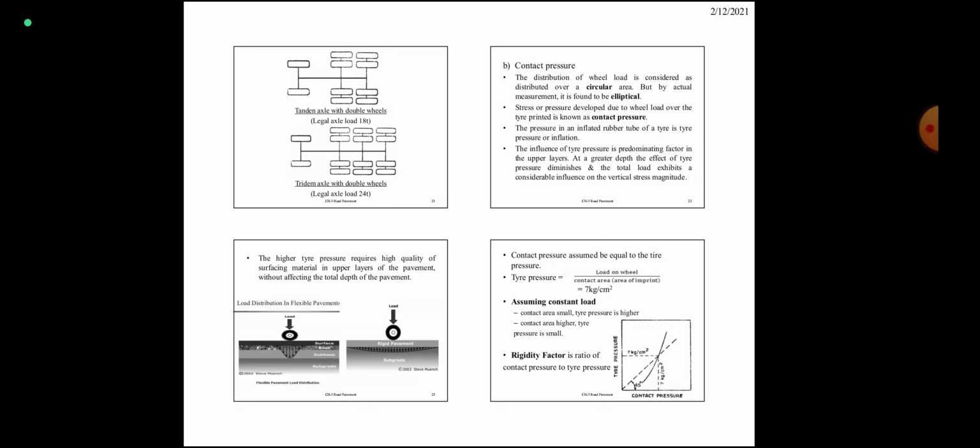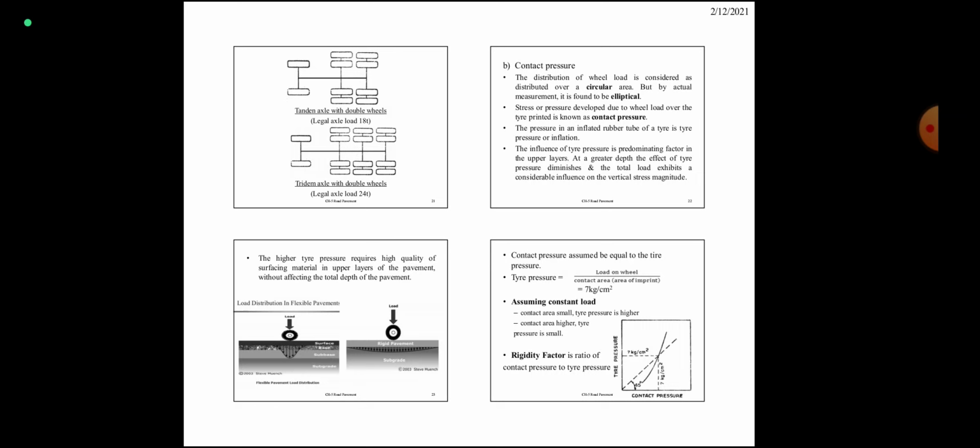Tire pressure is the load on the wheel divided by the contact area of the imprint, for example 7 kg per square centimeter. Assuming constant load, if the contact area is small, the tire pressure is higher. If the contact area is higher, the tire pressure is smaller.